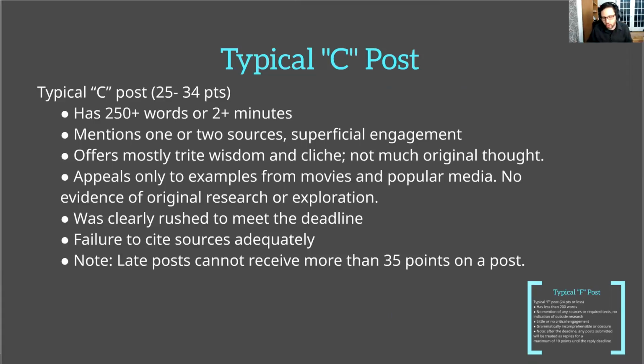Below minimum requirement, it shows a lack of deep engagement. Really what it shows is a lack of time. You didn't really spend much time on it, you sort of put the first thoughts you had.